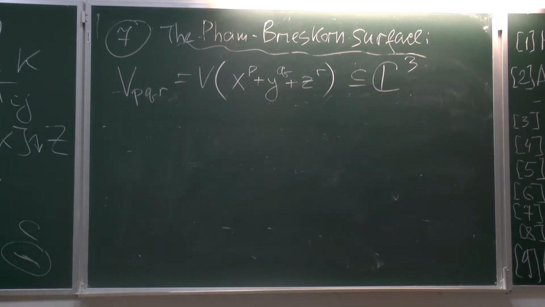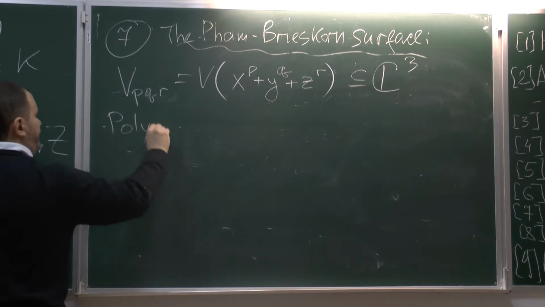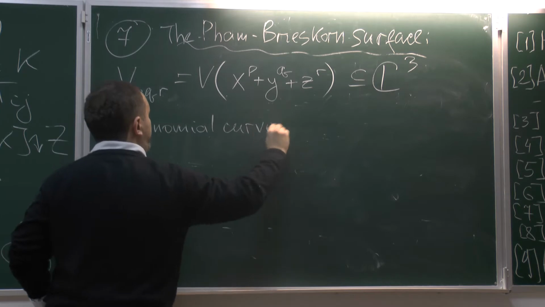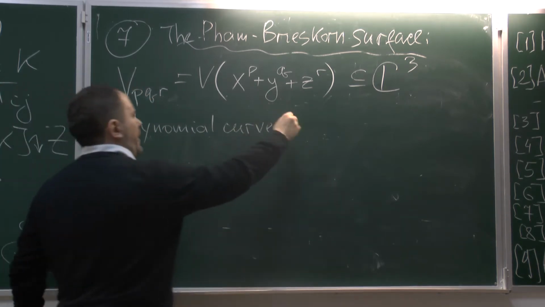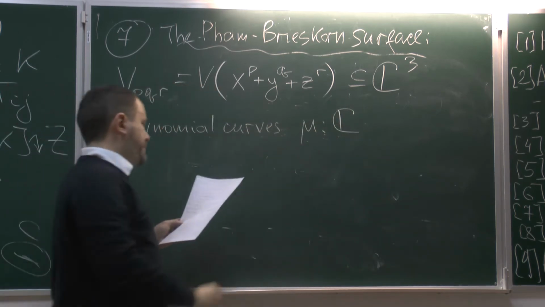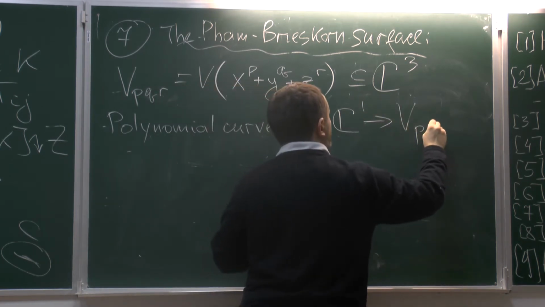A lot of things are known about these surfaces, but I would like to discuss only one topic, namely curves. I would like to consider polynomial curves. So this is just a morphism from a line, from C^1, to such a surface.